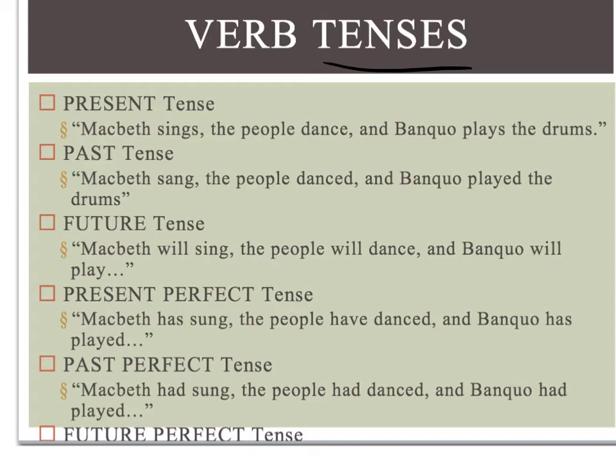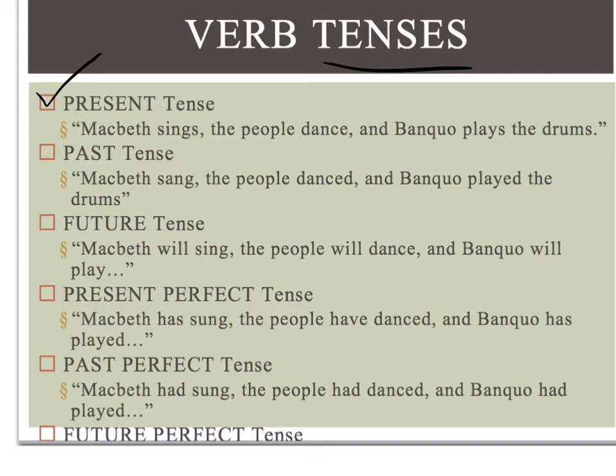So let's start with the most basic tense, the present tense. The present tense means that the action is taking place right now. If we walked around the corner, or if we went to Scotland, wherever the action was taking place, we could see it happening right now in the present. So let's look at the sentence.